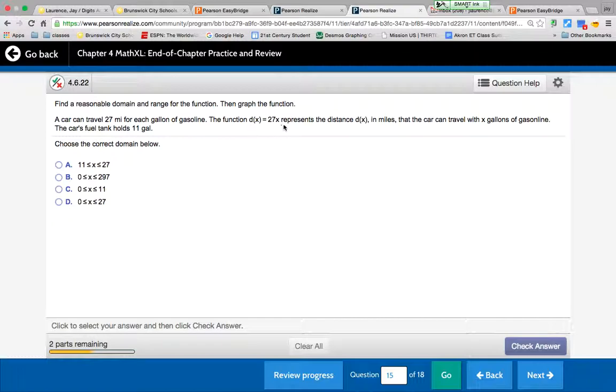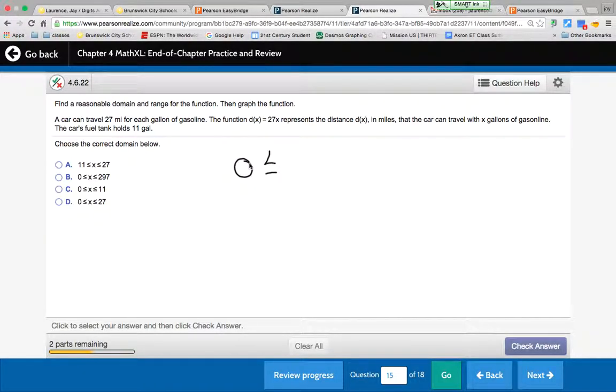There's my function. Okay. The domain, well, how many gallons? What's the minimum number of gallons? 0. And the maximum number of gallons would be 11. Now let's make sure I pick the right one this time. Looks like it's going to be C.